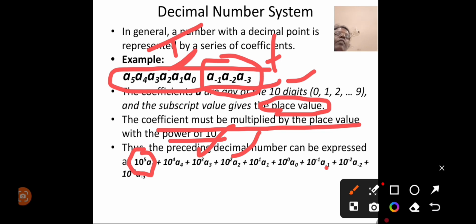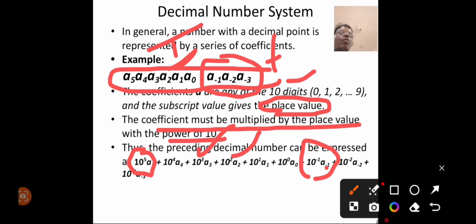Similarly, for the fractional part, the coefficient must be multiplied by the place value with the power of 10. For example, for a minus 1, the place value is minus 1, so a minus 1 should be multiplied by 10 power minus 1. Like that we can calculate the weightage for each digit in the fractional part. Finally, we sum all the weightages and find the total value of the particular decimal number.